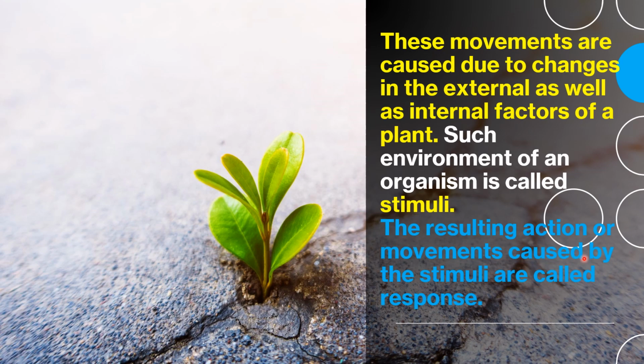Then the resulting action or movements caused by the stimuli are called response. Because of this stimuli, it may be light, gravity, or temperature, based on that stimuli, what will occur in plants? Response will occur. That response is actually a type of plant movement. Elongation, then bending of sunflower towards sun. These are types of response, right? Yes. Then response will happen due to the action of stimuli.